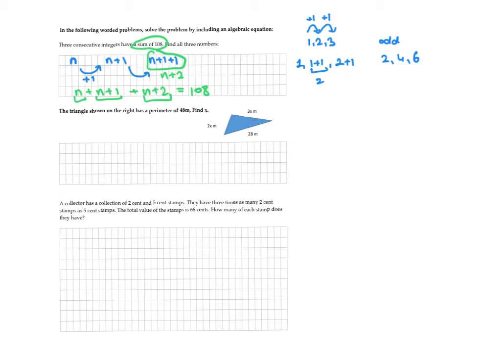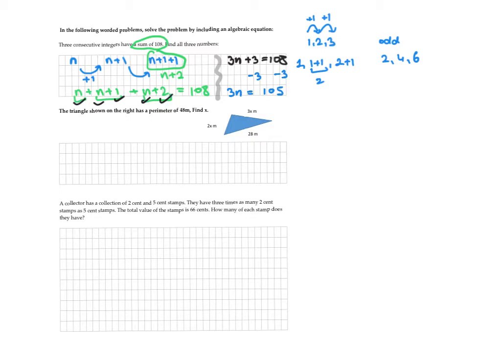You can see we have three n's: n plus n plus n is equal to 3n. Now we have 1 plus 2, that's 3, so 3n plus 3 is equal to 108. If you remember what we did before, you just take away 3 from both sides. We're left with 3n is equal to 105.